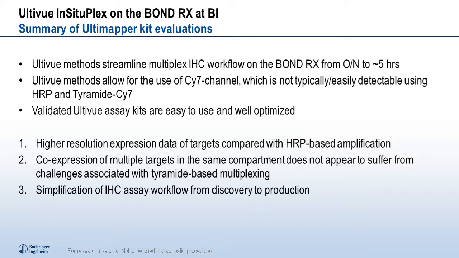And so over the next few slides, I'm going to walk through our experiences and some of the insight that we have around the fact that the signal that we see provides a higher resolution of expression of our targets compared to HRP-based amplification. Around the co-expression of multiple targets in the same compartment, they don't appear to suffer from the same challenges that we've seen in the past with tyramide-based multiplexing, and how we can simplify our assay workflow from a discovery mode where we look at a large number of targets simultaneously, identify something that we're very interested in, and then switch over to a smaller, more focused production mode to analyze a number of samples with that very specific set of antibodies.